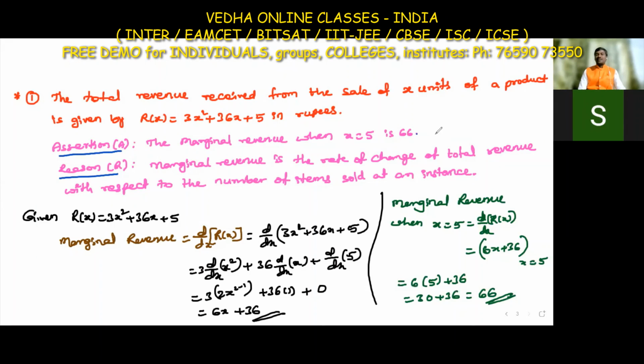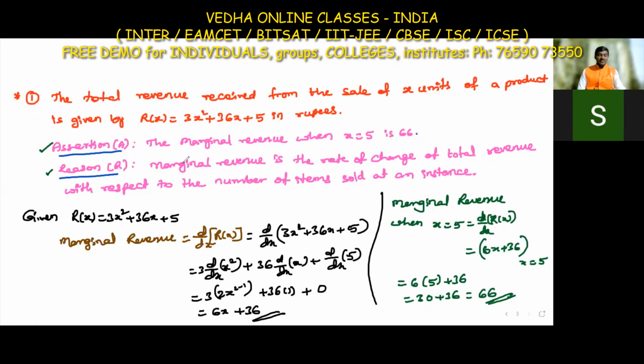So is it the correct answer? Yes, the value is correct, which means the assertion is true. After that, check the reason: marginal revenue is the rate of change of the total revenue with respect to the number of items sold at an instance. Yes, this is the definition, and it is also the correct explanation of the assertion. So both are true, and the reason is the correct explanation.